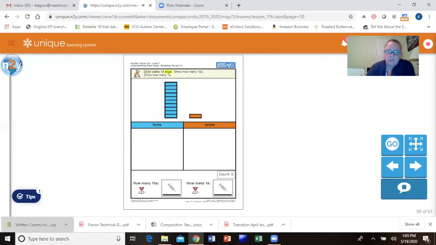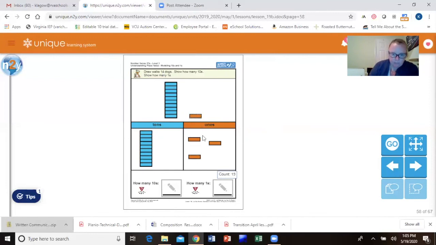Drew walks 14 dogs. Show how many tens. Show how many ones. So he walks 14 dogs. Okay, so there's 10 plus what is 14? We have to count 4 of these. 1, 2, 3, 4. So 10 plus 4 is 14, and that's how you show it using a tens block.